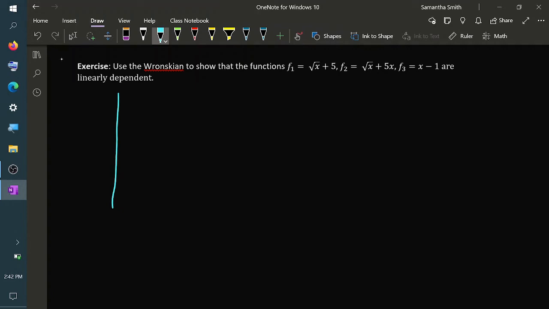So I'm going to set up a 3 by 3 matrix, and then I'm going to calculate its determinant. 3 by 3 because we have a collection containing 3 functions. Those functions are going to form the top row of our matrix. The first derivatives of these functions are going to form the second row of this matrix, and the second derivatives are going to form the third row.